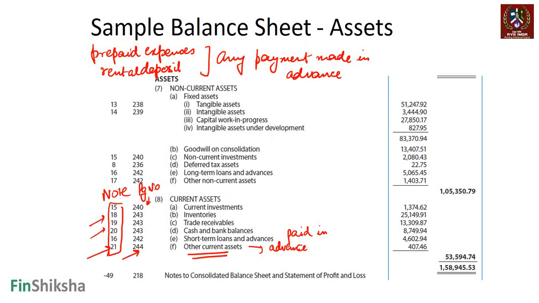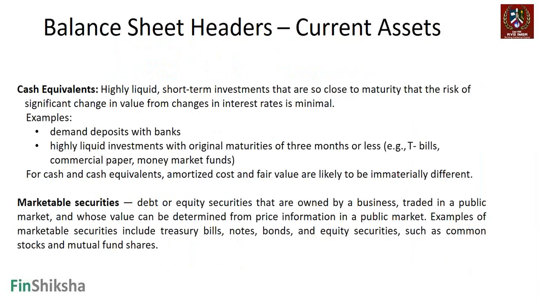Let's recap what we have done. Cash equivalents, or cash and bank balance: highly liquid short-term investments that are close to maturity, so that significant changes in value from changes in interest rates are minimal. Demand deposits with banks, liquid investments with original maturities of 3 months or less, T-bills, commercial paper, all these are very short-term bonds. For cash and cash equivalents, your cost and fair value are likely to be very, very close, and even if they're different, the difference is immaterial. So you don't worry too much about that.